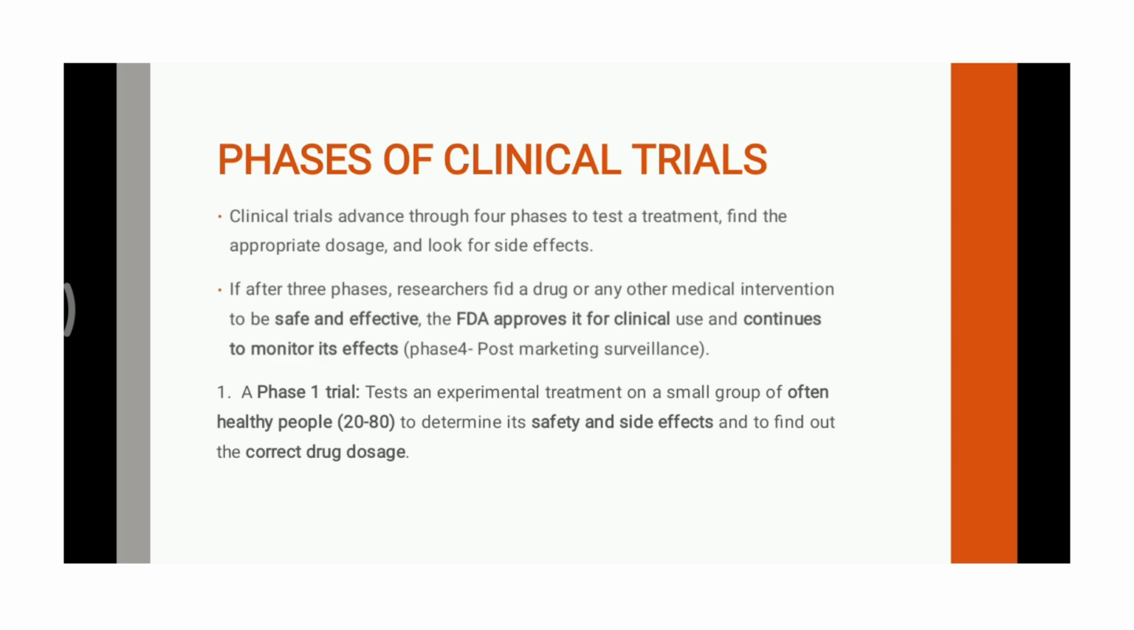A phase 1 trial tests an experimental treatment on a small group of patients or healthy subjects also. The number of people ranging from 20 to 80 will be there. This phase 1 trial will help us to determine its safety and side effects and also to find out the correct drug dosage. This trial is carried out in a minimum number of healthy people, that is 20 to 80, and helps us to determine the safety and side effects and the correct drug dosage.